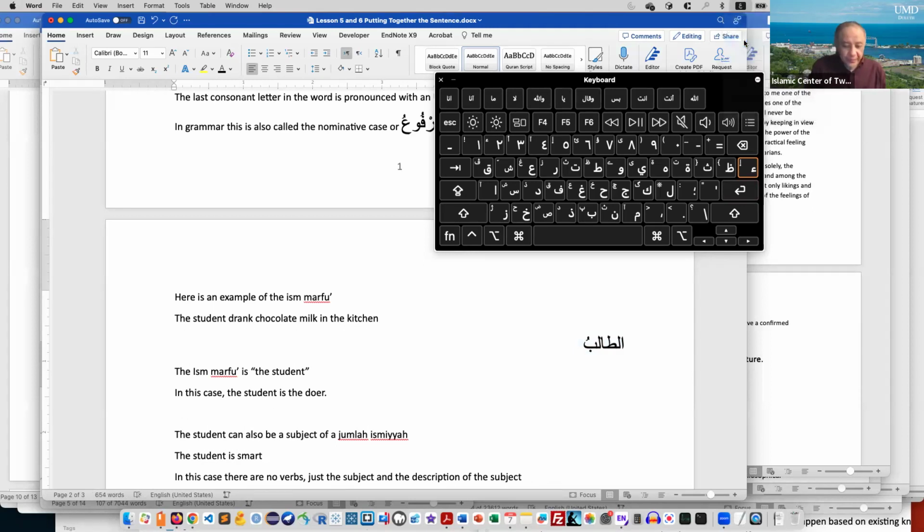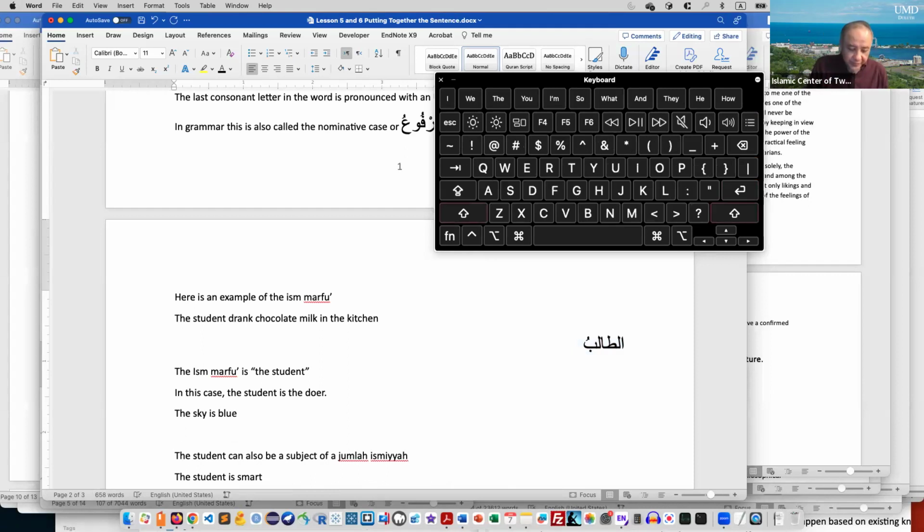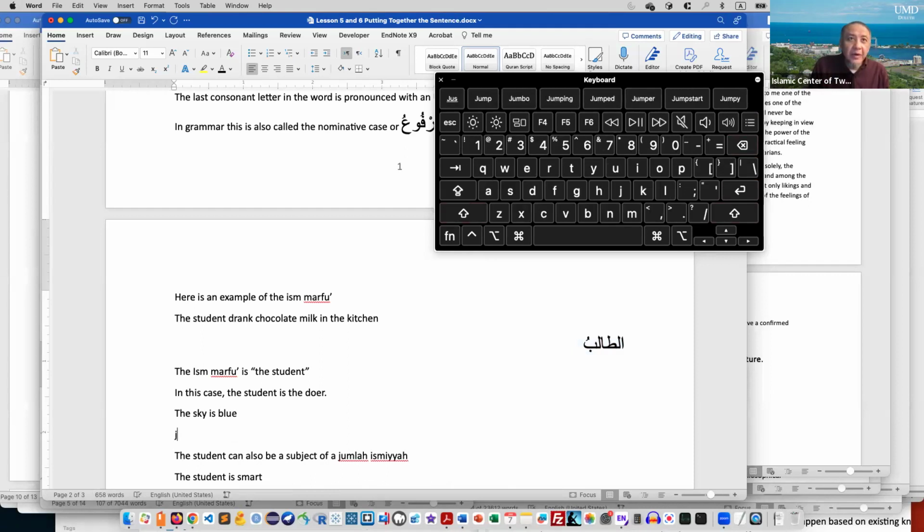So now, remember I asked the question, what about sentences that go like, the sky is blue? For example. Now this is an example of what? This is an example of a jumla ismiya, isn't it? Because why? Because everything in there is all isim.